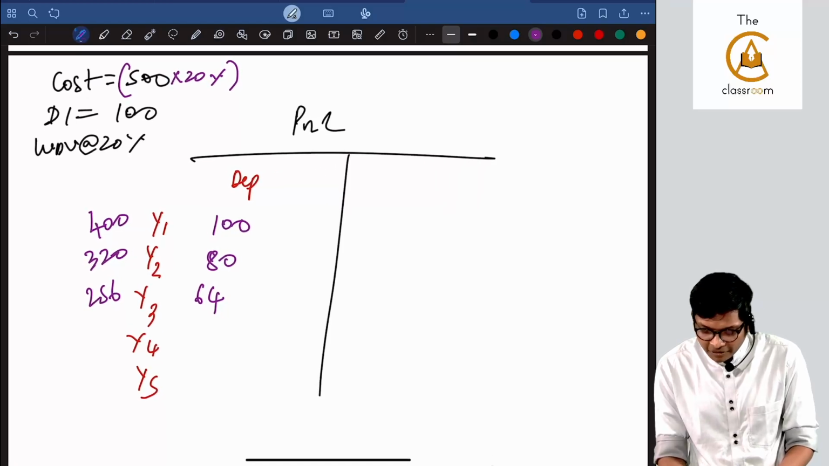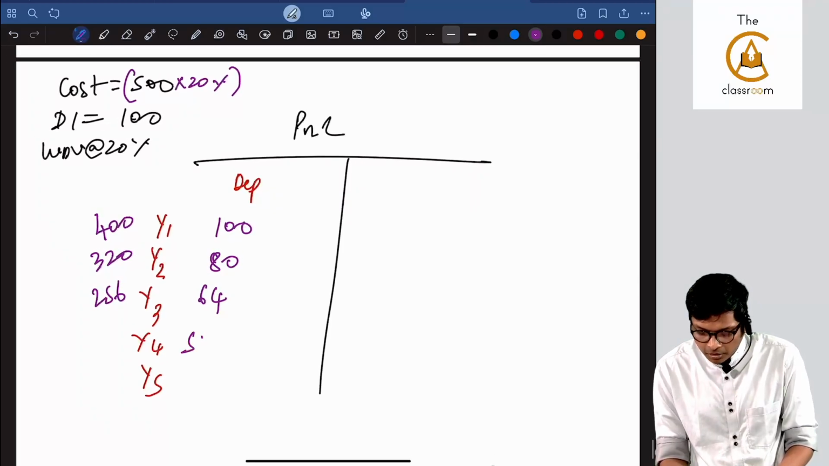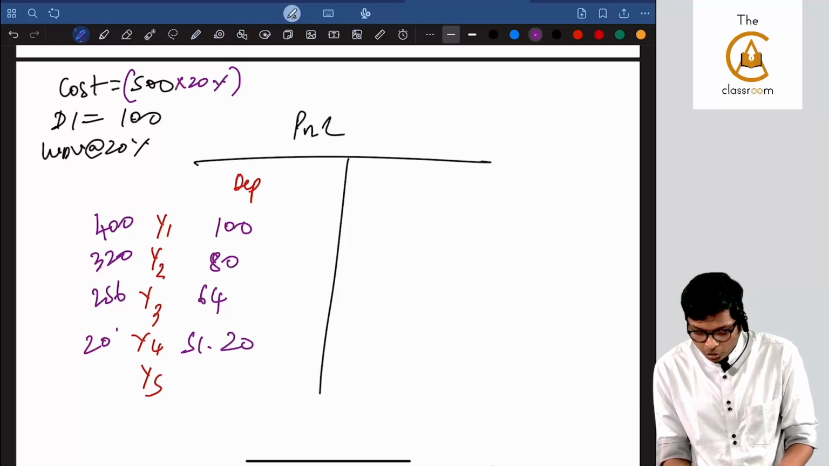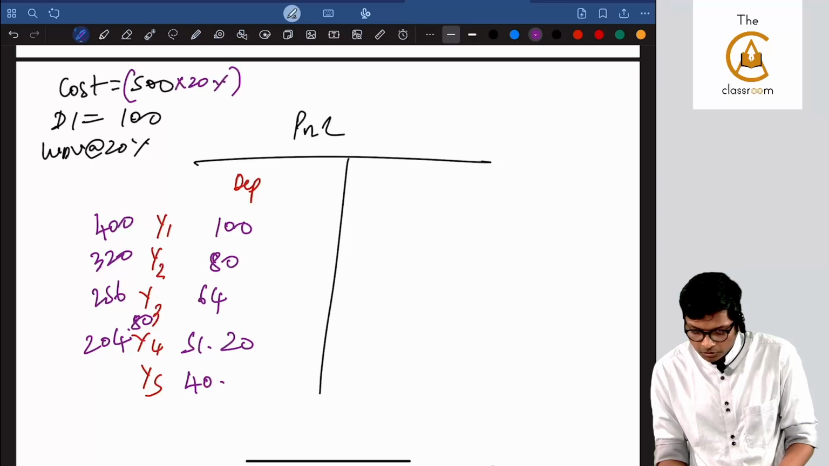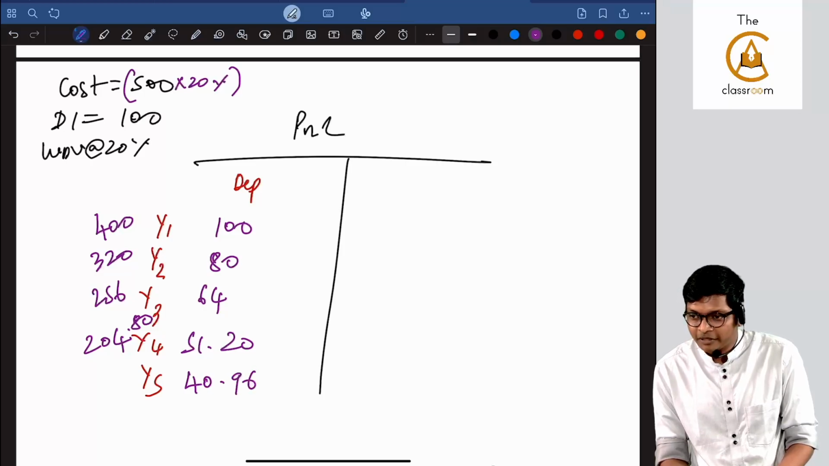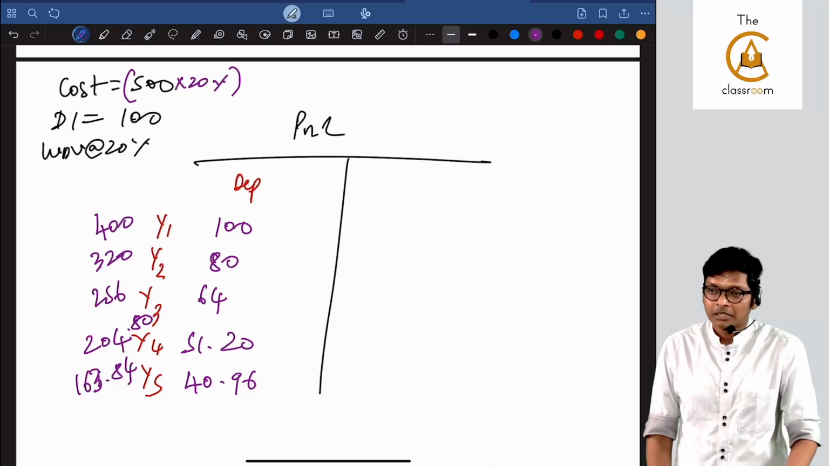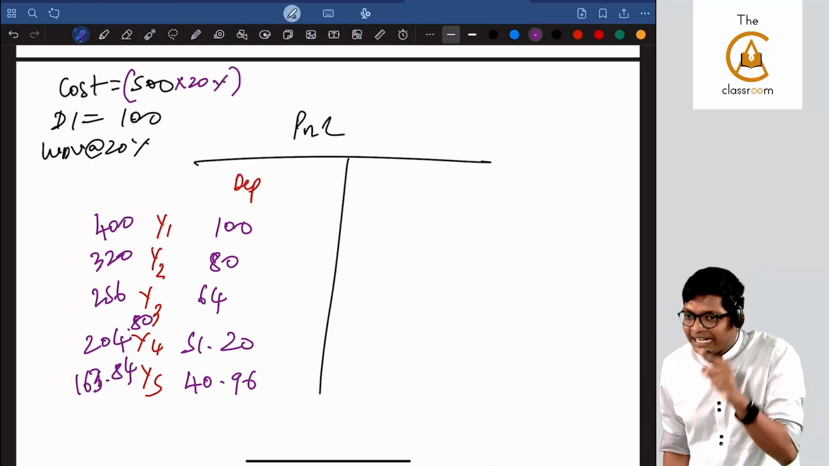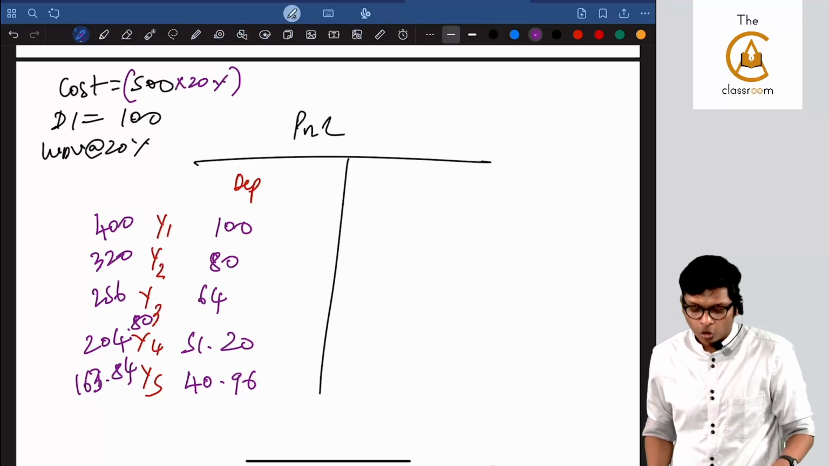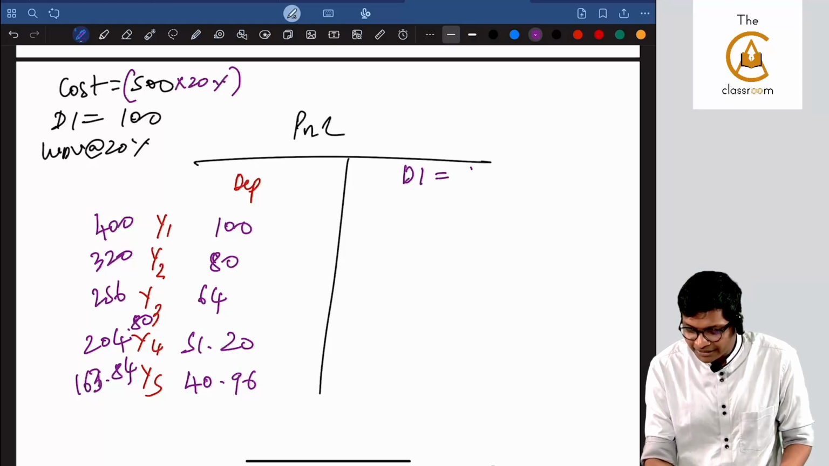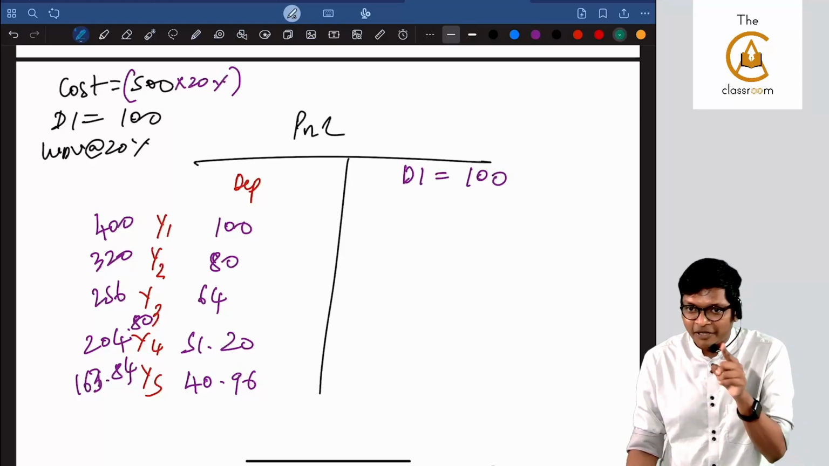Okay. Fourth year will be 256 into 20%, 51.2. Closing will be 204.8. Last year will be 40.96 and the closing will be 163.84. In the WDV method, the asset will never become zero. Correct? Even if I depreciate for 100 years, will it become zero, guys? No. That means my deferred income balance of 100 also will never become zero.